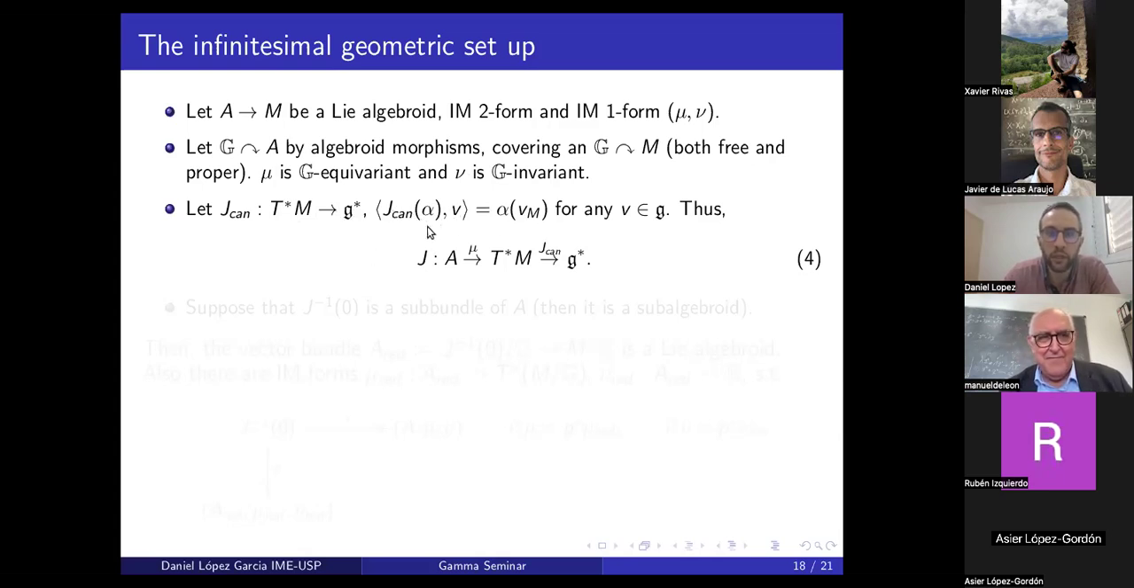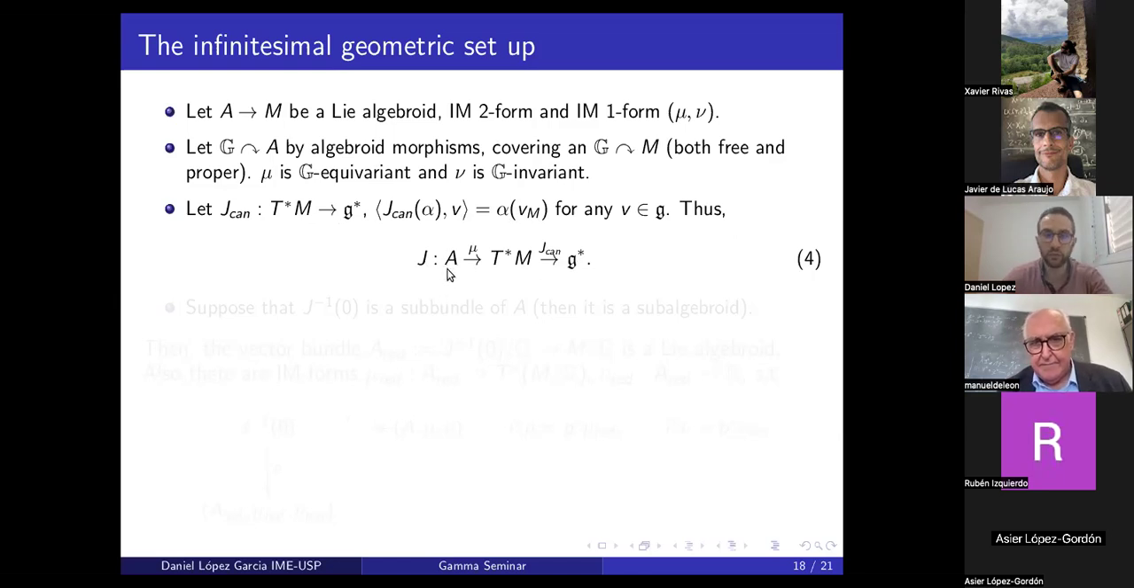It's very canonical. You consider here a covector, and you define this J canonical on the covector, evaluating in some vector V of the Lie algebra, because you have a map here. So the only thing that you do is take alpha, which is an element from here, and you evaluate this in the fundamental vector field associated with this V. It's a very natural pairing. So you can define a map from the algebroid A, by considering this IM 2-form mu, composed with this canonical map.